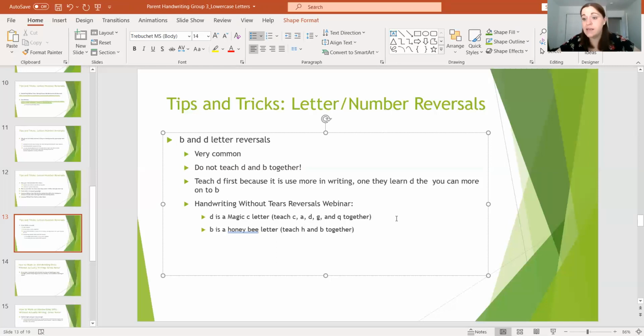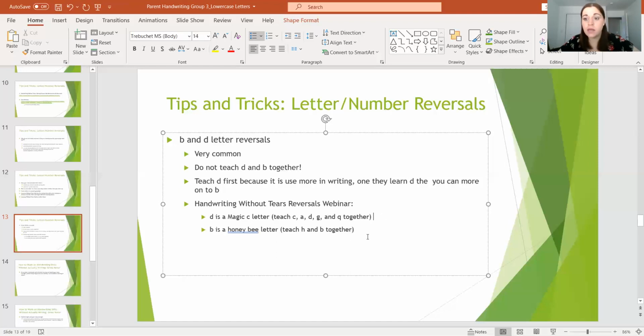And you have to make that C first, and then the letter magically turns into another letter. So grouping D with C and all the other magic C letters will help the kiddos learn the concept of: I have to make the letter C first, and then I can turn my letter C into a D. So they're associating D with C, and therefore they know their starting point. And if they know their starting point, they're not going to make a letter B when they are trying to make D. So that's a really cool technique. All the magic C letters are here: C, A, D, G, and Q.